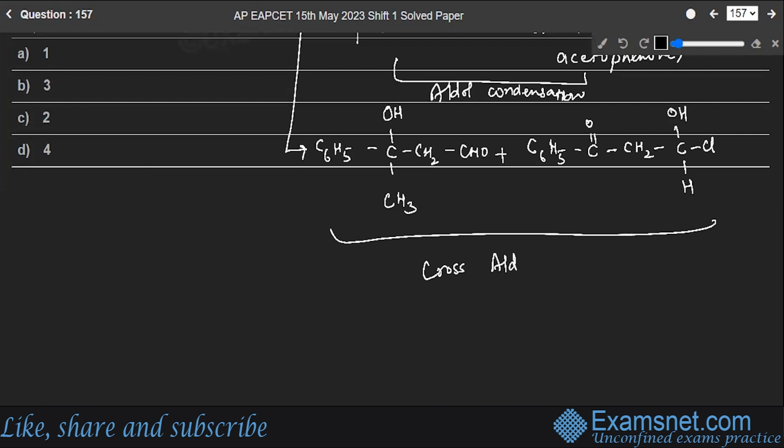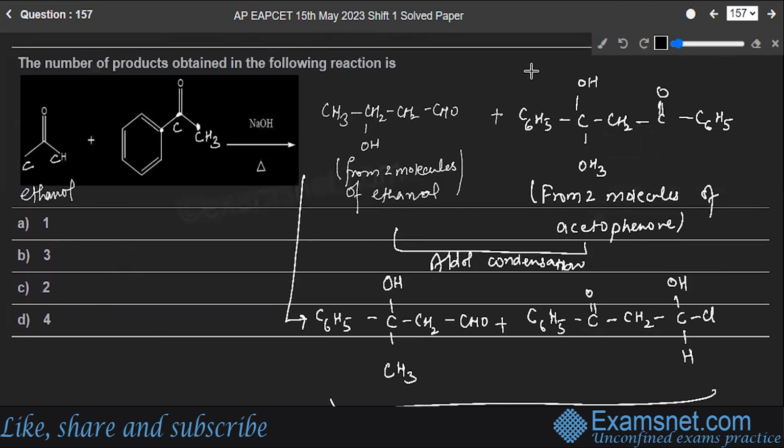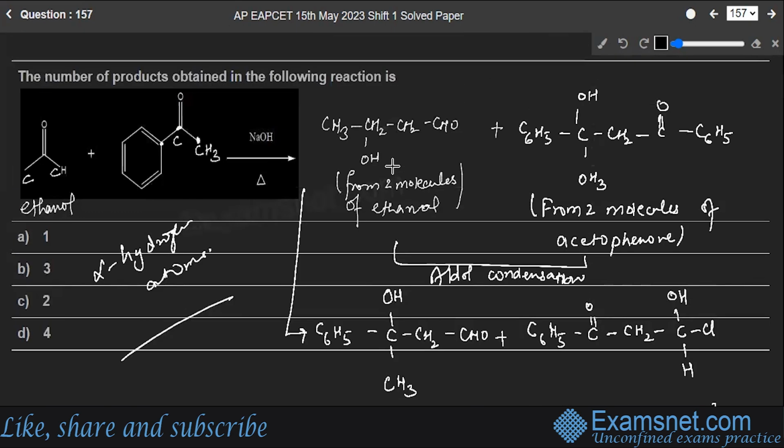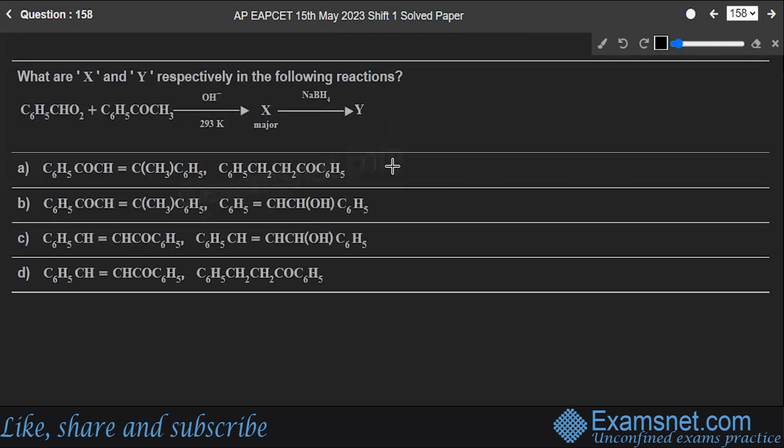Cross aldol condensation. See, when aldol condensation is carried out between two different aldehydes or ketones having alpha hydrogen atoms, it is called cross aldol condensation. Here, since both the reactants contain alpha hydrogen atoms, it gives a mixture of four products, which are listed over here. So you have four products. Option D is the right answer. Hope you got that. Next is question number 158.